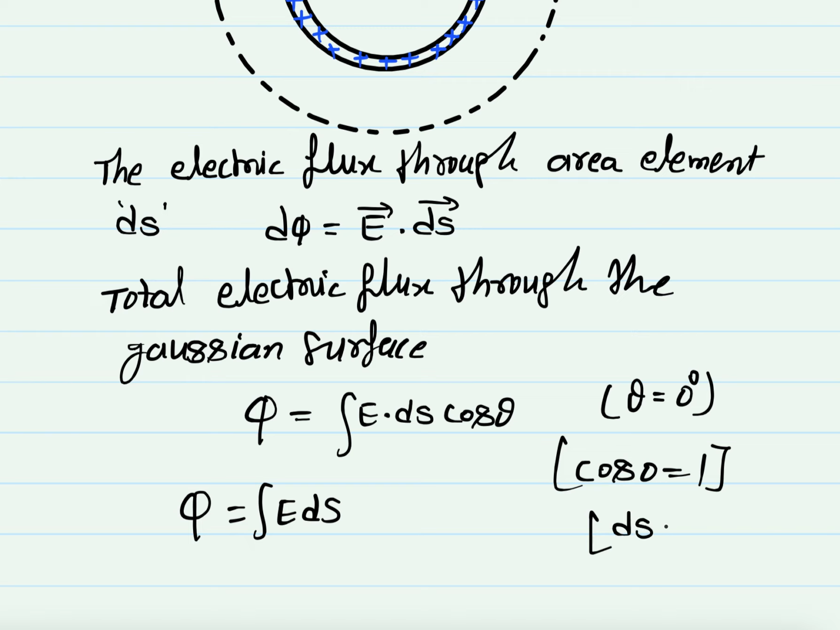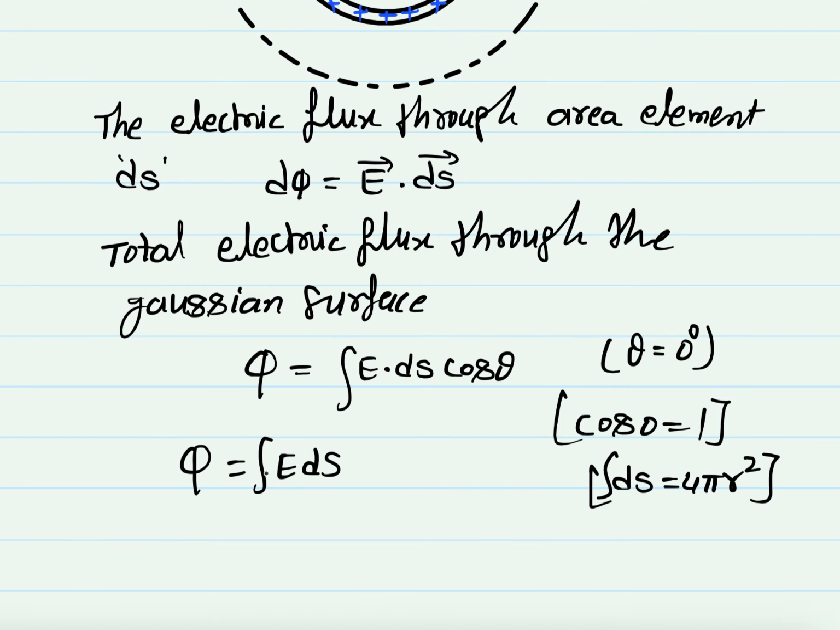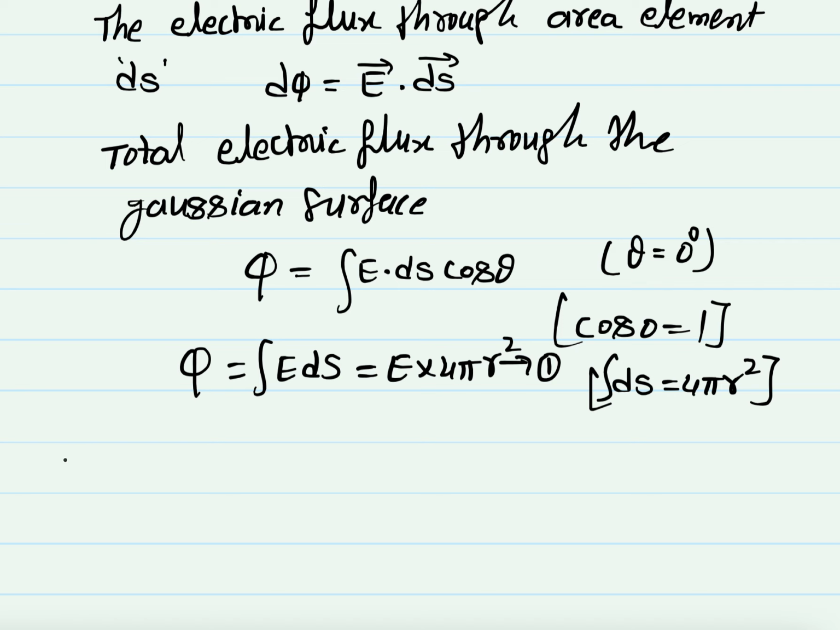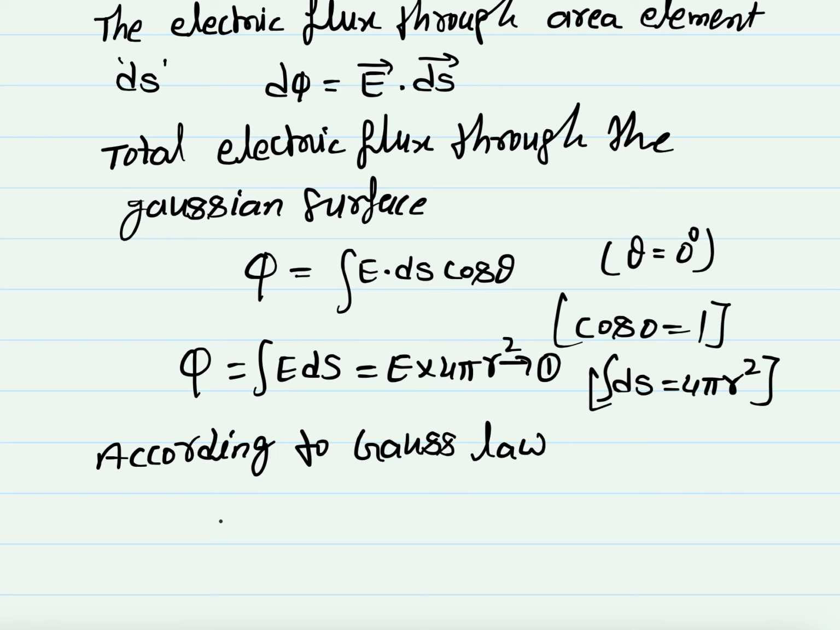Here integral dS is nothing but 4 pi small r square, that is the area of the Gaussian surface. So if I substitute, phi is equal to E into 4 pi small r square. This is equation number 1. According to Gauss law, the total electric flux is equal to 1 by epsilon naught times the charge enclosed by the closed surface. This is equation number 2.